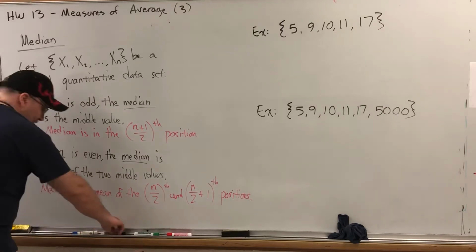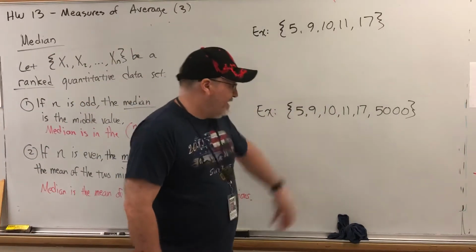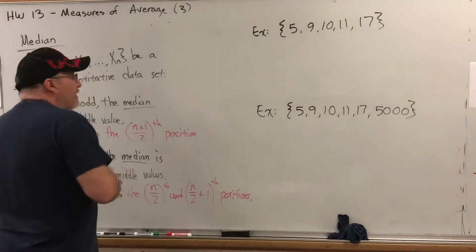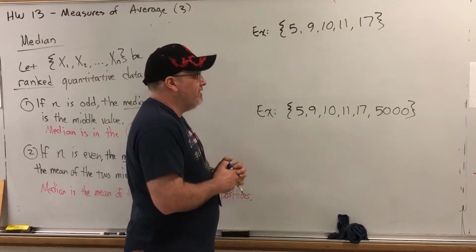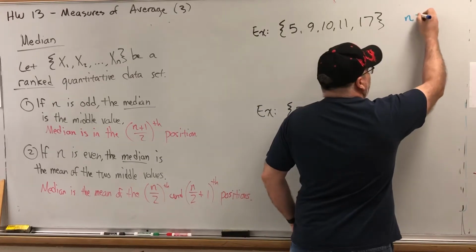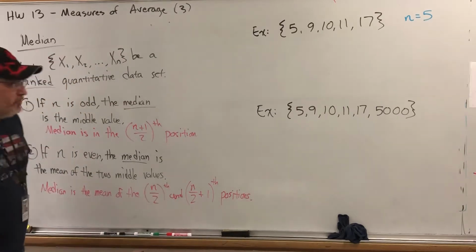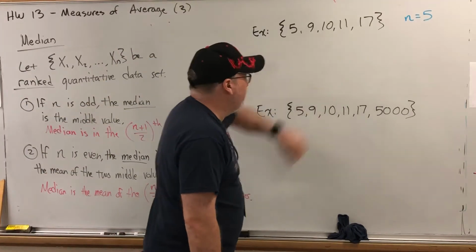Let's take a look at a couple of specific examples. You might recognize these as the same data sets from the previous video. In the first example, we have a ranked data set, 5, 9, 10, 11, and 17. And recall that there are 5 numbers in this data set. That's odd, which means there's one number in the middle, and you probably already know where it is. It's right here, it's the 10.